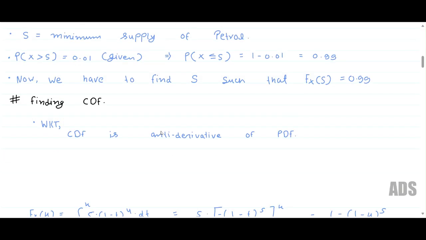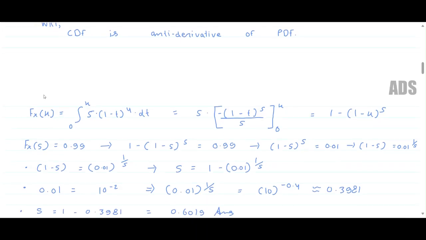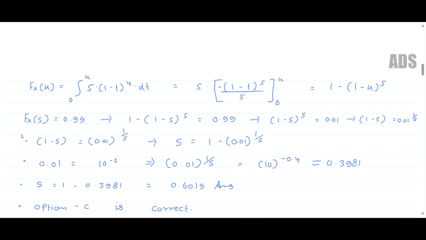Let us now find the equation of the CDF. We know that the CDF is the antiderivative of the PDF, so if we integrate the probability density function, the equation that we get is the CDF. The CDF that we get is 1 minus (1 - x)^5. So, earlier we got F_X(x) equal to 0.99. Now it will be 1 minus (1 - S)^5 equal to 0.99, which will look like (1 - S)^5 equal to 1 minus 0.99, which is 0.01. Hence, S is 1 minus 0.01 to the power 1 by 5.